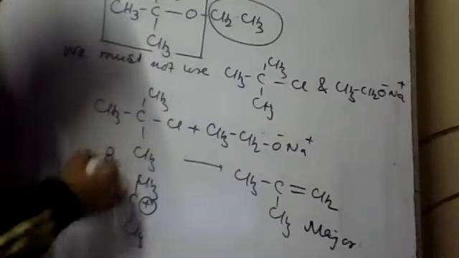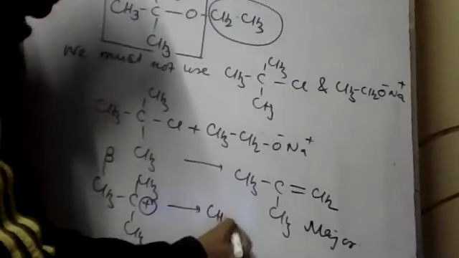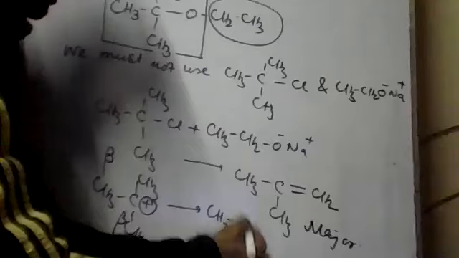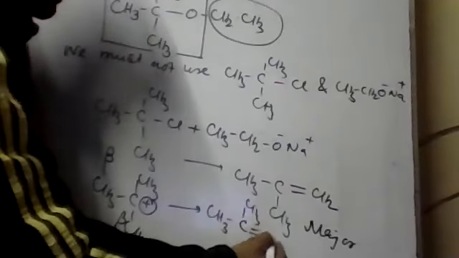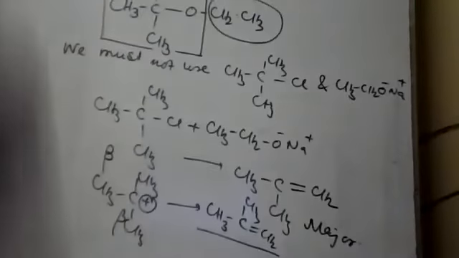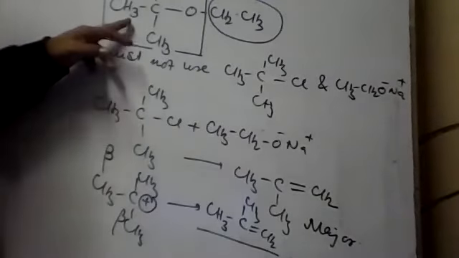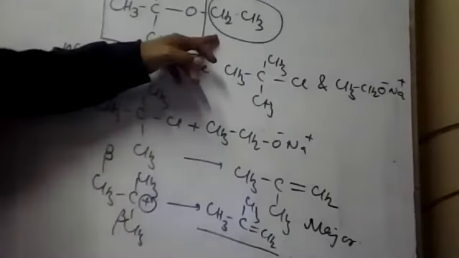So this is the beta carbon, all are beta, and beta hydrogen will be eliminated, forming what? This beta hydrogen will go, making a double bond. The product will be 2-methylpropene. So always we should generally take the bigger alkoxide and the smaller haloalkane.